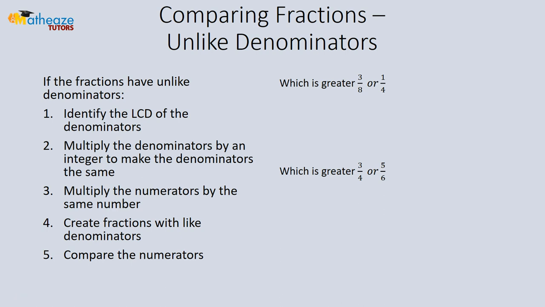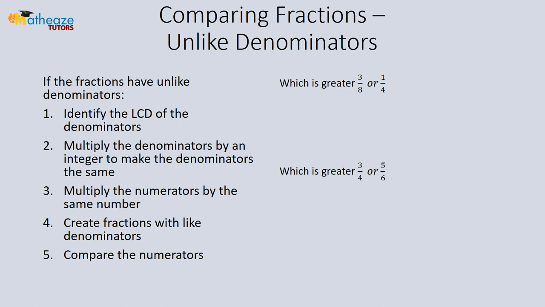Now let's look at unlike denominators. The first thing we're going to do is get the LCD of the denominators. If you have any questions about that, there's a video that covers that in depth. We're going to get the LCD of the denominators, and then we're going to multiply the denominators by a constant or an integer to make sure both of them have the same denominator. Once we do that, we're going to multiply the numerator by the same number we multiplied the denominator by, and then we're going to compare the fractions like we did earlier for fractions with the same denominator.